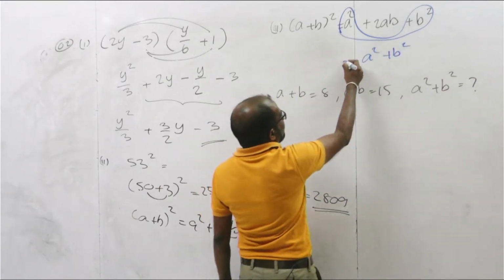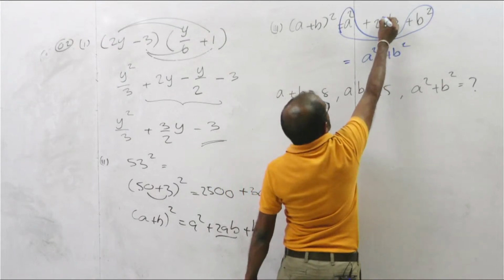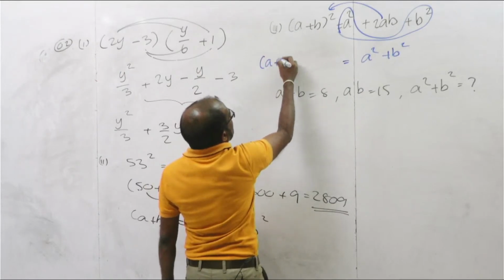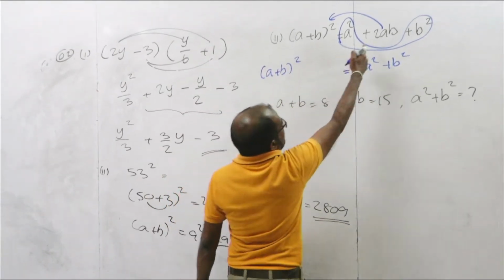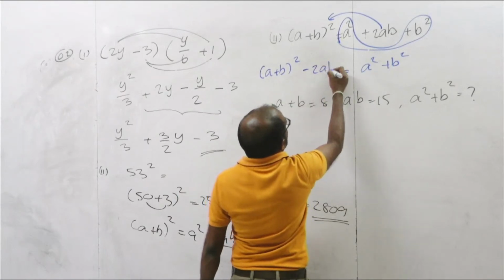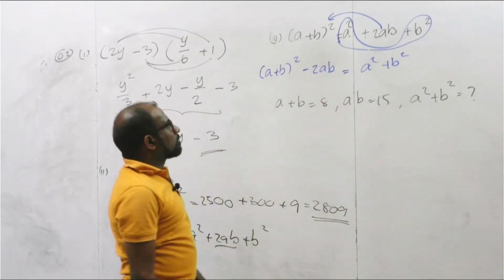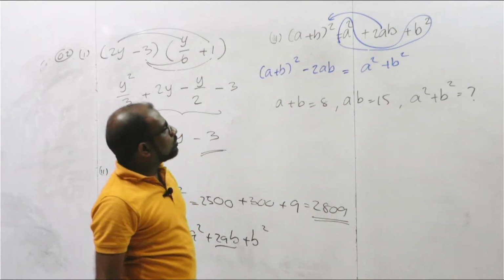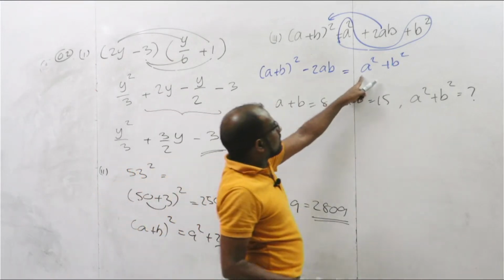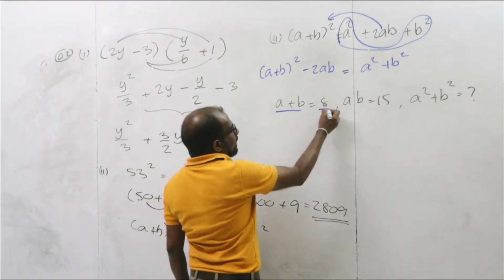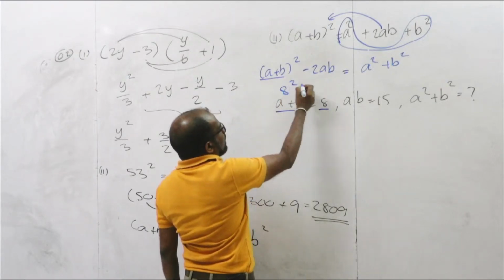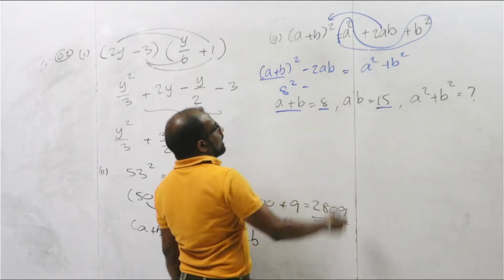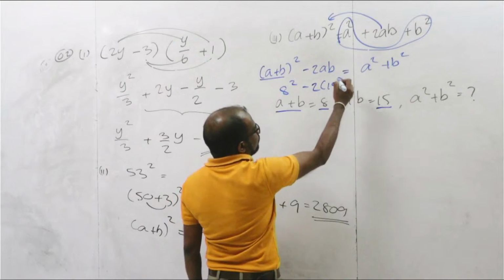So we will keep it on one side. Plus 2ab you can bring to the other side, minus 2ab. That is a plus b whole squared plus 2ab minus 2ab. a squared plus b squared equals a plus b squared minus 2ab. Right, so now you can find the value. a plus b is equal to 8, and this is 8 squared. Subtract 2ab. ab is equal to 15, and 2ab means 2 times 15.